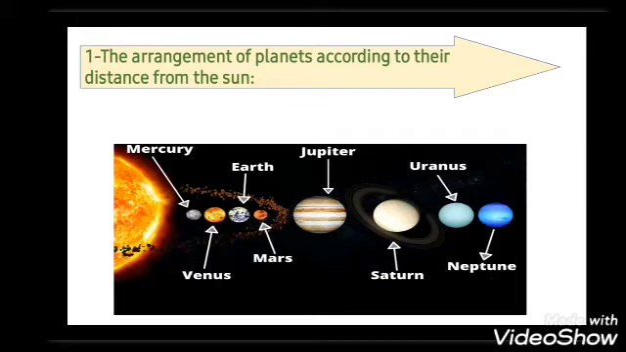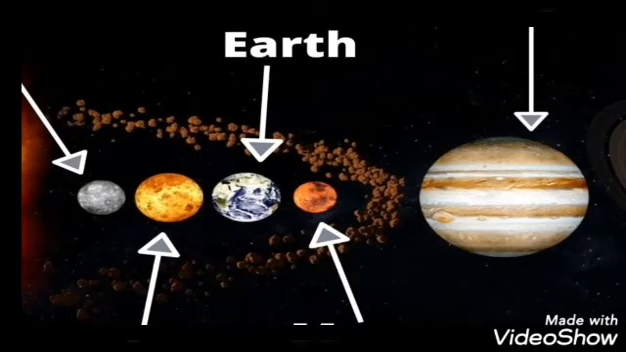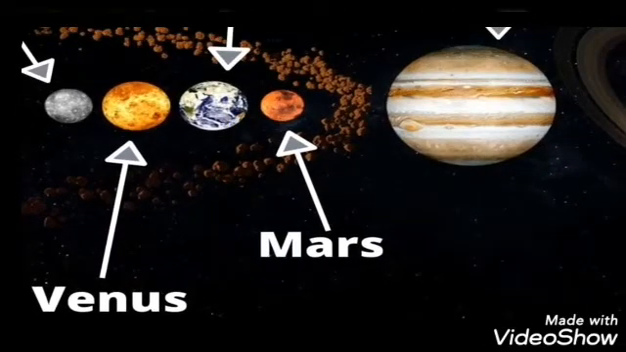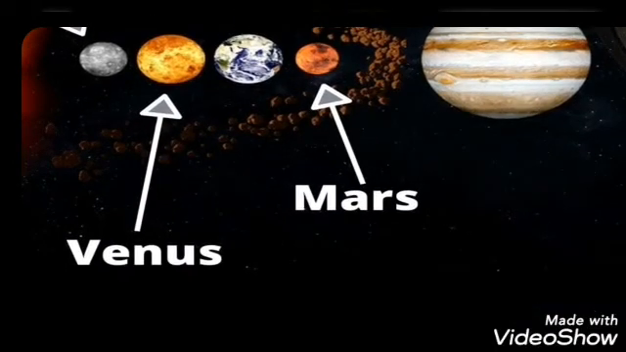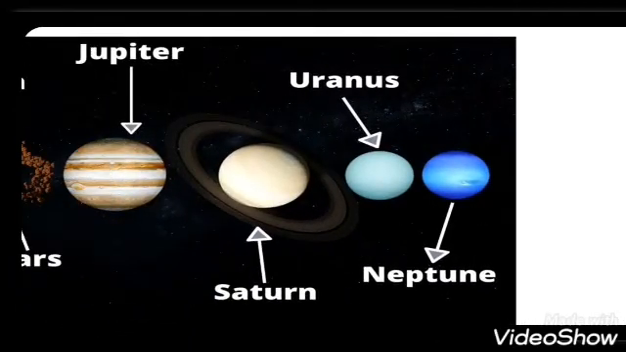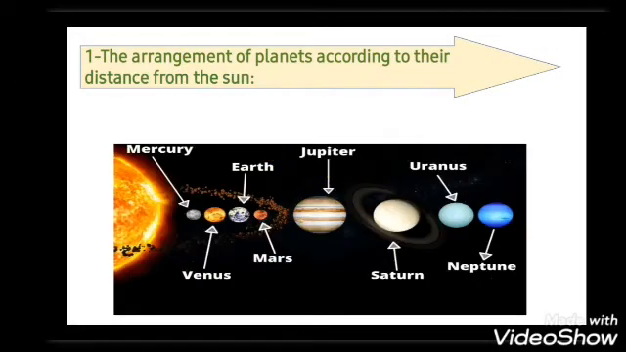You have to know that Mercury is the nearest planet to the sun. Earth is the third planet, and Earth is located between Venus and Mars. Neptune is the farthest planet from the sun. The nearest planet to the sun is Mercury. The farthest planet from the sun is Neptune. And Earth is the third planet.